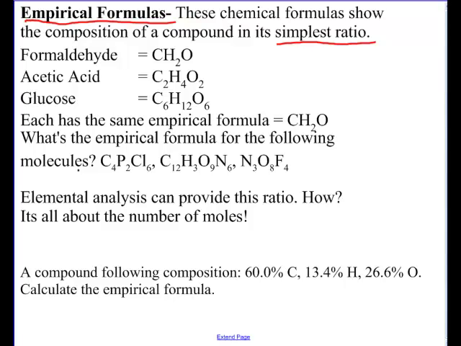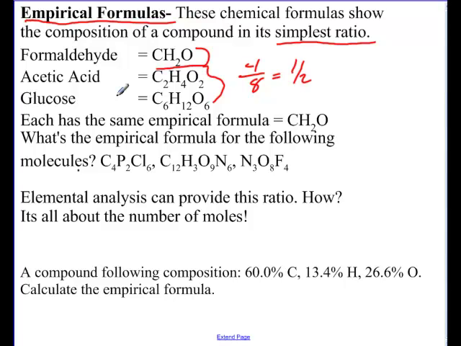Now, if you look at these three compounds, formaldehyde, acetic acid, and glucose, they're all made up of carbon, hydrogen, and oxygen. And if you look at the ratio of atoms, they can all be reduced down to this. Kind of like if you reduce down a fraction. If I reduce 4/8 down to its simplest terms, that equals 1/2. Well, when I look at these, if I divide all these subscripts by 2, I get CH2O. If I divide all these subscripts by 6, I get CH2O. So all three of these compounds have the same simplest formula. And you'll see in just a little bit why that's so important.